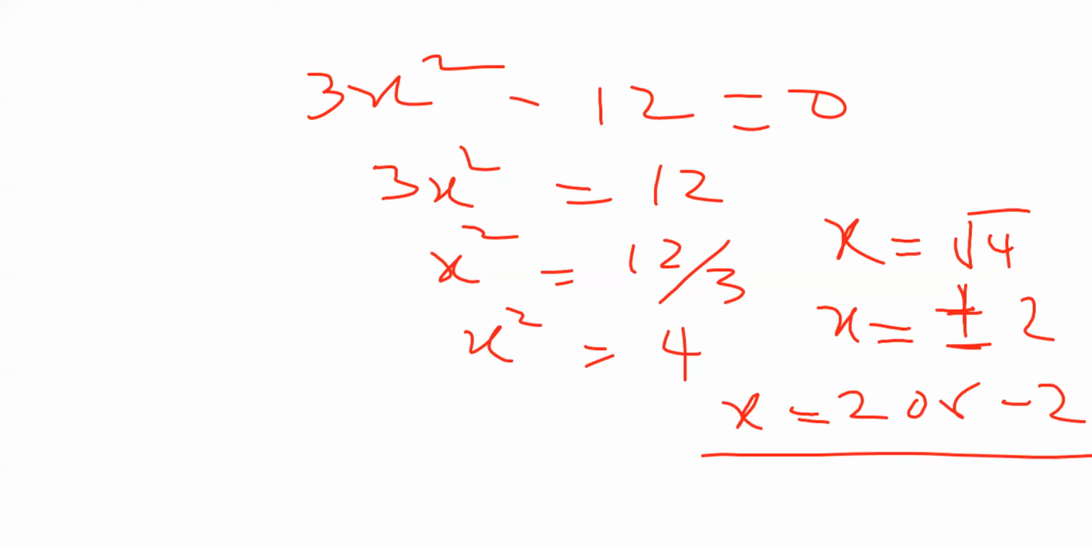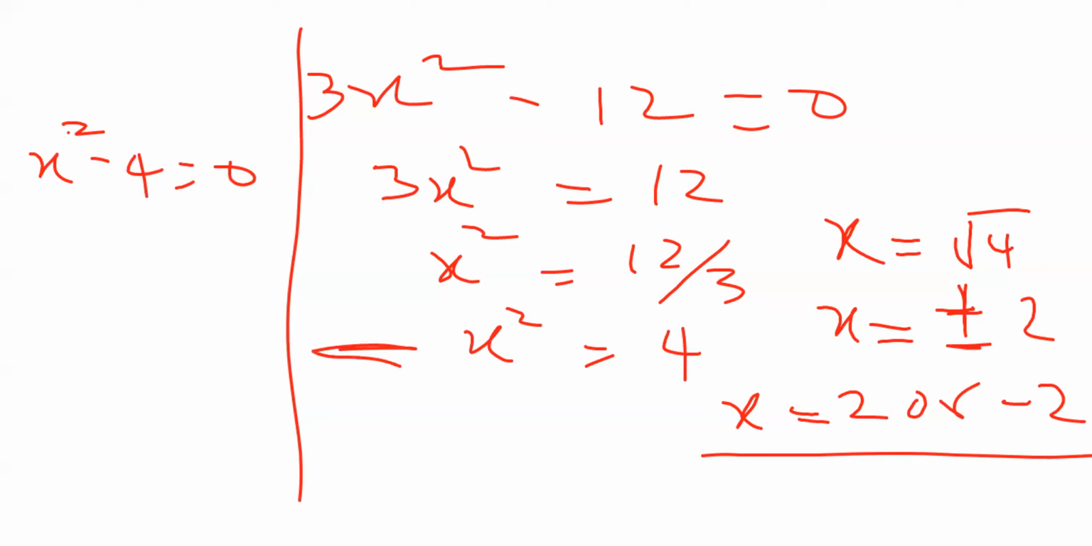Yes, but is it because this equation is 3x squared minus 12? No. You know, in the other one that we did, we factorized. I'll show you how you can do this. x squared minus 4 equal to 0. From here you can now say x minus 2 into x plus 2 equal to 0. This is what we call difference of two squares.